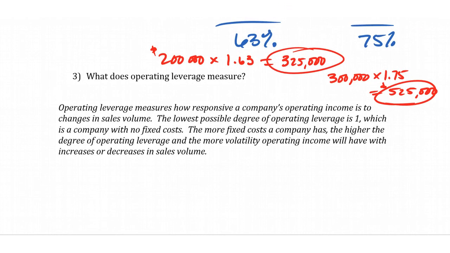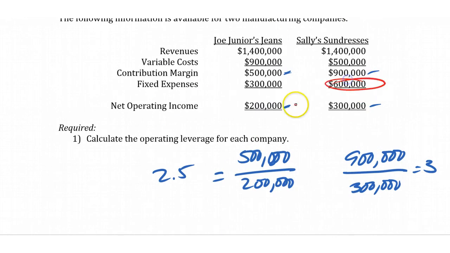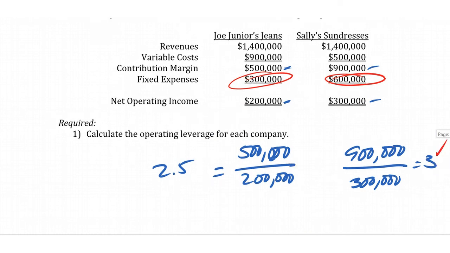What does operating leverage measure? It measures how responsive a company's operating income is to its change in sales volume. So the lowest possible degree of operating leverage is 1, and that's a company that has no fixed costs. These companies, right, one was 2.5 and one was 3 because they have fixed costs. So the more fixed costs a company has, the higher the degree of operating leverage. And we saw that with Sally, right? Sally had more fixed costs, 600 versus 300. So Sally had a higher degree of operating leverage.